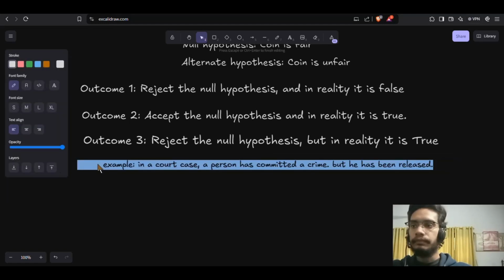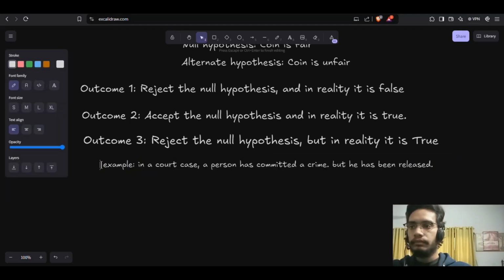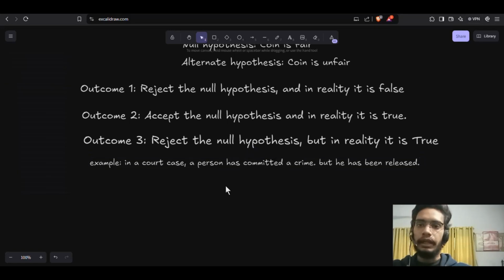So a person has committed a crime, but he has been released. In actual, he has committed a crime, right? But in our predictions, according to our hypothesis, he hasn't committed a crime, so we just release him. So in this case, we reject the null hypothesis by saying that no, he hasn't committed a crime, and we accept the alternate hypothesis. Okay, he is an innocent person, right?